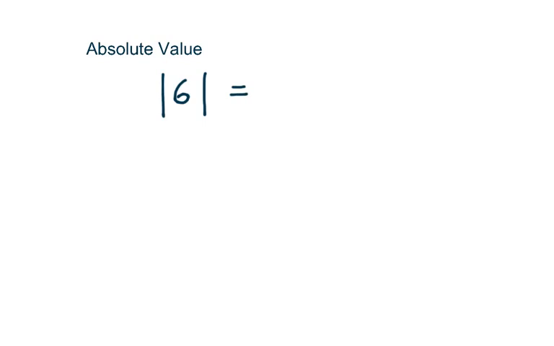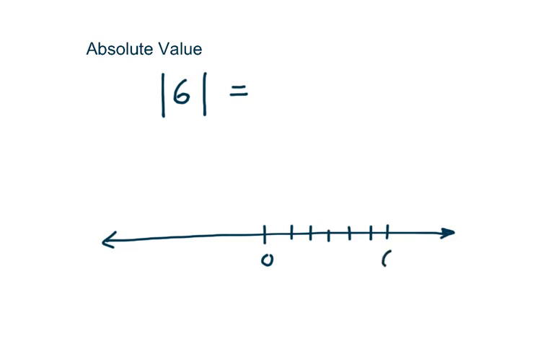Well, the absolute value is, on a number line, the distance between 0 and a number. So we say that the distance is 1, 2, 3, 4, 5, 6. So the distance equals 6. So the absolute value of 6 is going to be 6.